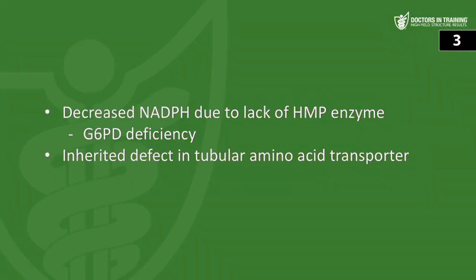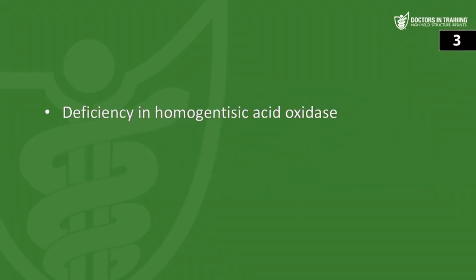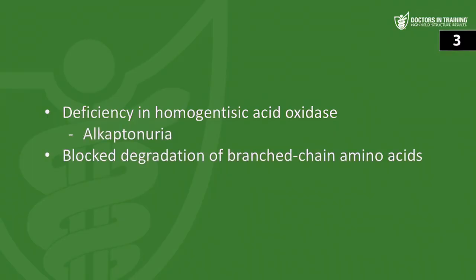Next we have inherited defect in tubular amino acid transporter. Could be either cystinuria or Hartnup disease. Next we have deficiency in homogentisic acid oxidase. That's going to be alkaptonuria. And then we have blocked degradation of branched chain amino acids. That's going to be maple syrup urine disease. All right, that's it for the review. Let's get to that video.